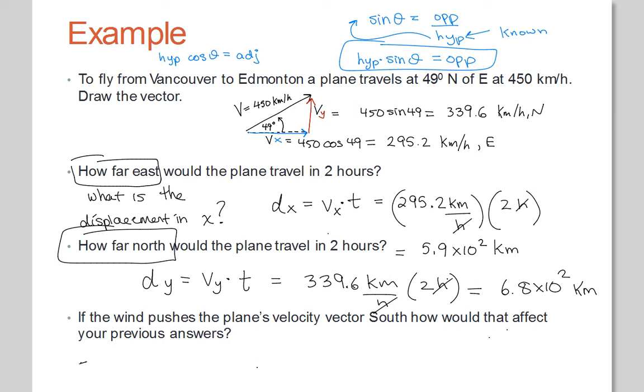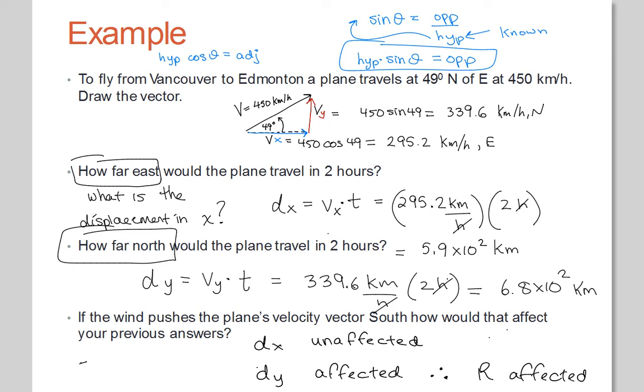Because the wind is only pushing south. Good. So, displacement in x would be unaffected, which for some people seems really odd. You would still displace the same horizontally. But dy would be affected, and therefore the result would be affected.